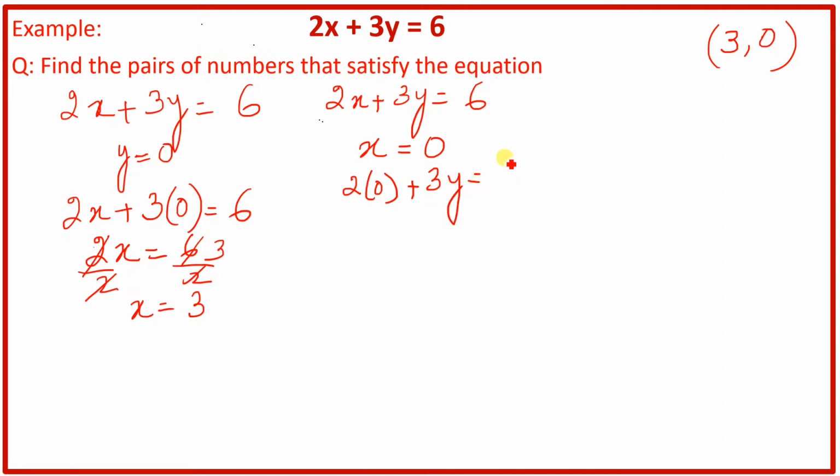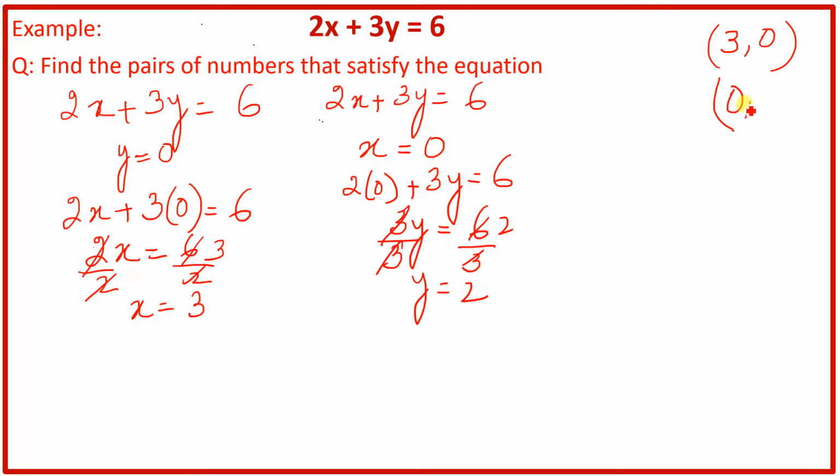In this way we will solve for y. So 3y is equal to 6 and y is equal to 2. The 3s cancel each other. So the second solution of this equation is, first you have to write down 0 because this is x, and second one, always you have to consider as y, so y is 2.